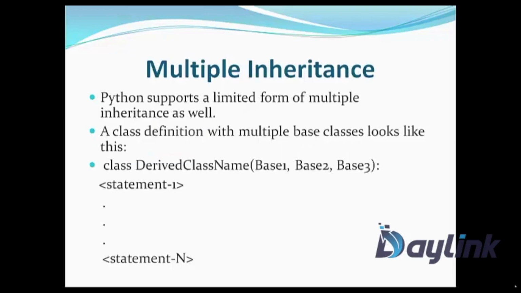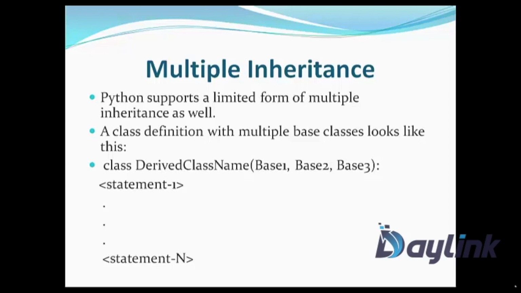Now we see multiple inheritance. Python supports a limited form of multiple inheritance as well. A class definition with multiple base classes looks like this: class, derived class name, and in brackets base class name 1, base class name 2, base class name 3, and then statement 1 to statement n.